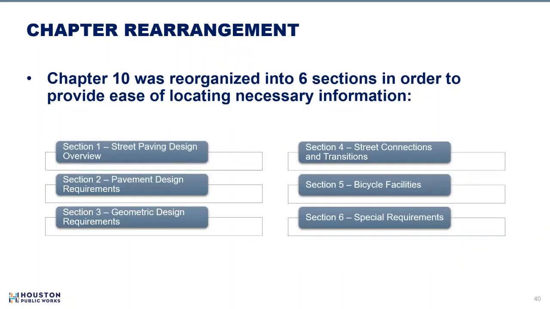We also reorganized, as mentioned before, into 6 sections. A lot of items were spread out and hard to find. So in front of you, you'll see the 6 different sections for Chapter 10. Most of the information that you might need for pavement design requirements or bicycle facilities or street connections and transitions, you can go directly to those sections. So again, seems simple enough, but quite an undertaking when you take all the data, pick it apart, and rearrange it for better use.